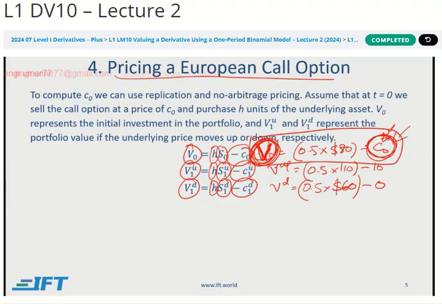And in order to solve for the value of our investment today, we are going to use these two equations, which is the value if it goes up and the value if it comes down, and we will make them equal to each other.